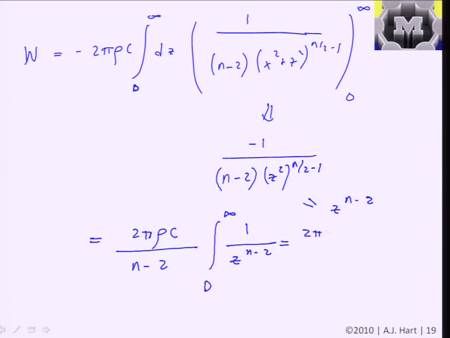Which then equals 2 pi rho c over n minus 2 times 1 over n minus 3, subtracting 1 from the exponent there. And then we have 1 over z to the n minus 3 from d to infinity.